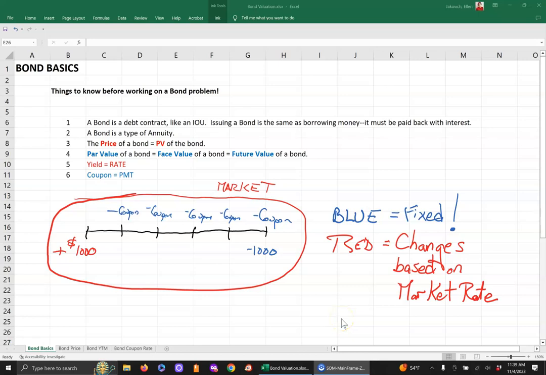Hello, I'm Professor Alan Jakovich, and we're going to cover bond basics and how to compute the price of a bond. So let's jump right in.